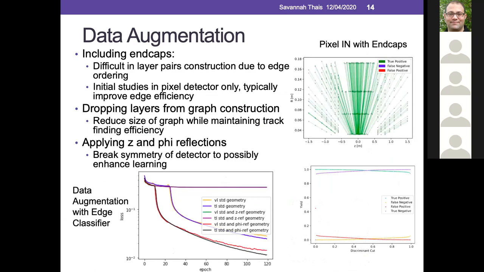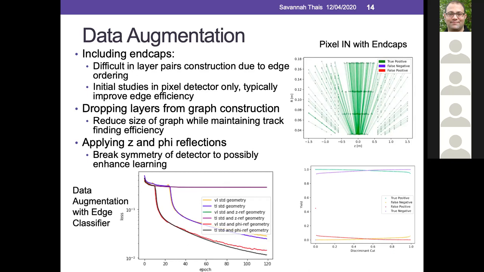Some other things we've been looking at recently is doing data augmentation for the tracking studies. One thing is that a lot of these studies have just looked at the barrel of the detector, because including the endcaps adds a lot of complexity to the graph construction stage. It's more difficult with these layer pair kind of graph construction methods we've been using to map what is adjacent layers when you're transitioning from the endcap to the barrel. So we worked on this with the innermost part of the detector only, where it's easier to do this mapping. And we found that actually including the endcaps typically improves the edge classification efficiency, basically as we understand, because there are fewer false edges in the endcaps than there are in the barrel.